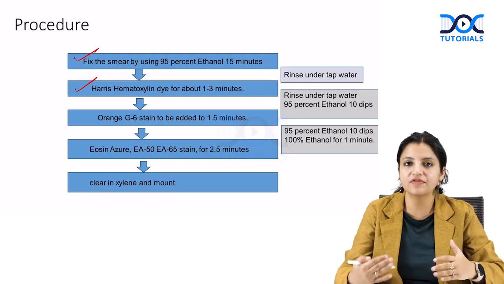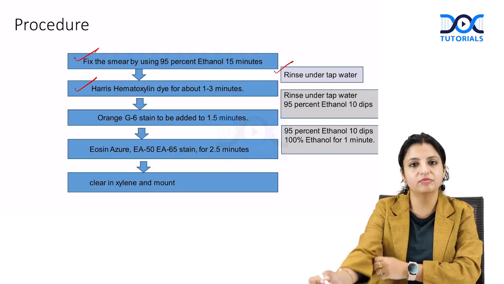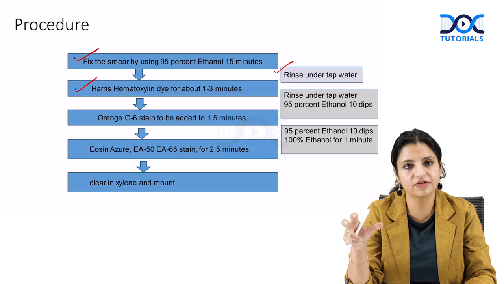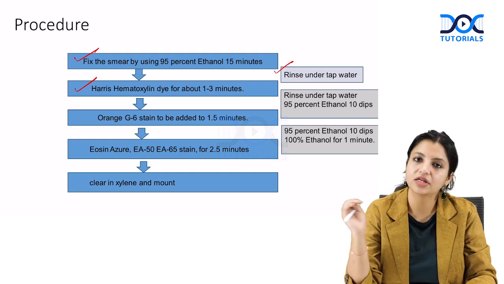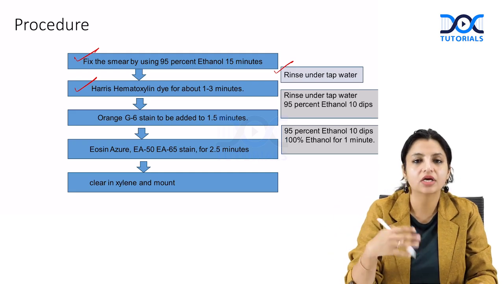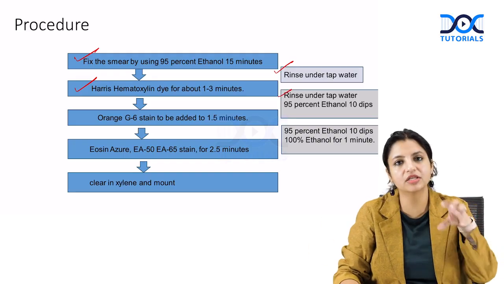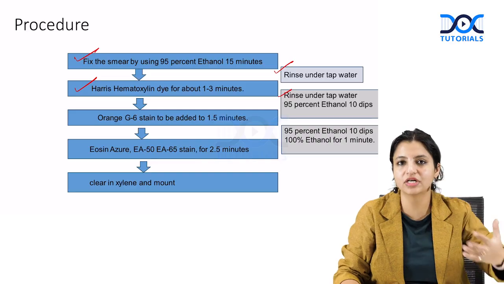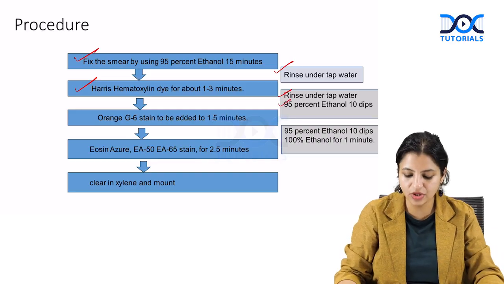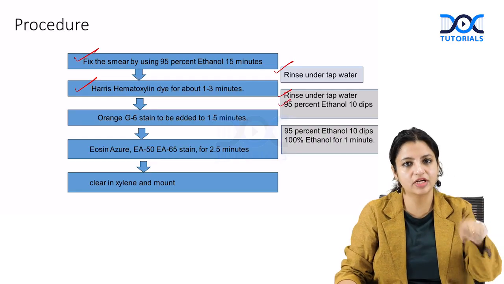In between every step we have to rinse. So after fixing, we rinse it with tap water, then we put it in hematoxylin. After staining with hematoxylin, we again rinse it with water, and then we put it in alcohol also. So we have to dehydrate it a little bit. We put it in 95% ethanol, and give 10 dips.